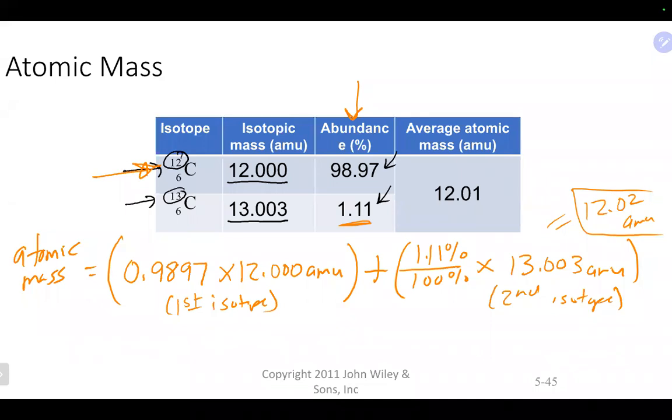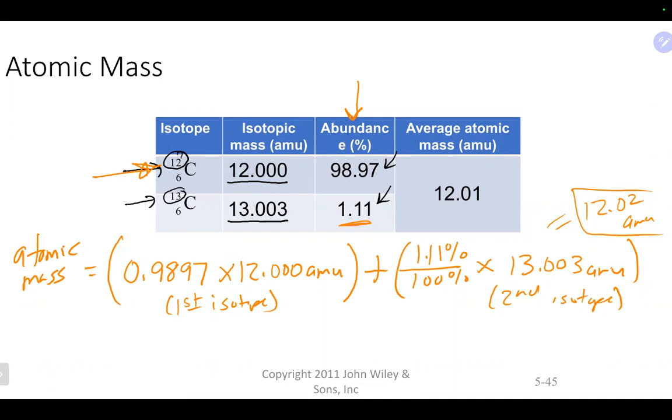So this is the way that we calculate the atomic mass of an element. We take all the naturally occurring isotopes and basically follow this formula, and we should get pretty close to the number, again with rounding and stuff like that, pretty close to the number that you would see on the periodic table underneath that element. Any questions on that there?